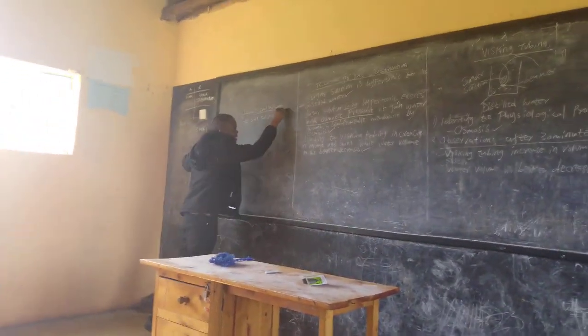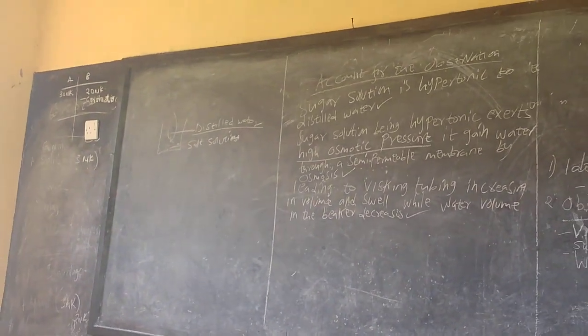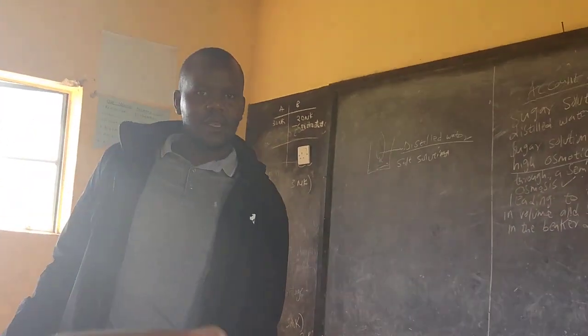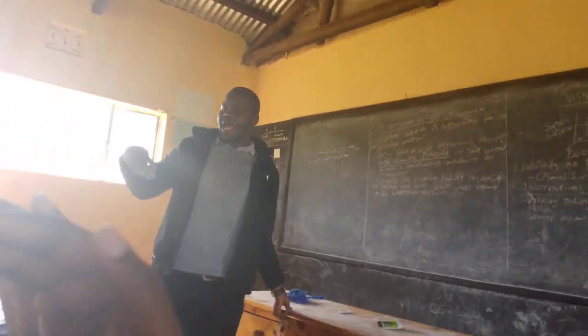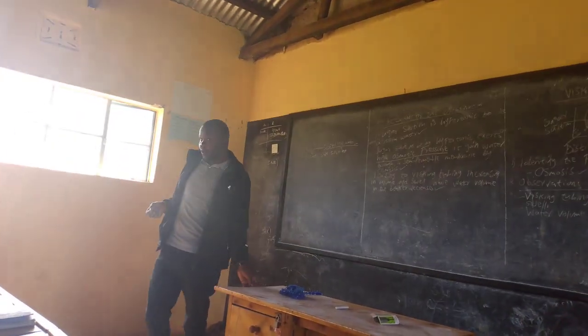Just to check, where we have distilled water should be your hypotonic, definitely. The other one should be the opposite, hypertonic. Is that clear? So if the salt solution is hypertonic, the water is hypotonic. So you have got your first mark.